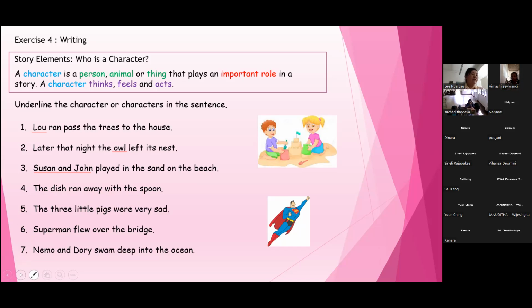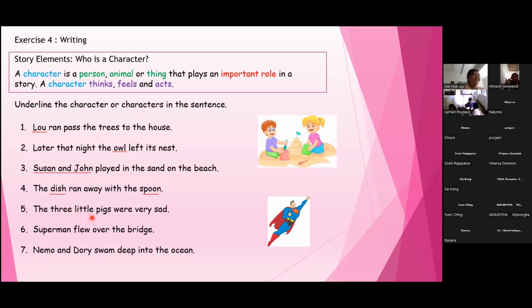Yes, the dish ran away with the spoon. Okay, this is a part of a nursery rhyme. The sentence comes in a nursery rhyme. So who are the characters in this nursery rhyme? Who can name the characters for me? Dish and spoon. And what did they do? Ran away. Exactly. Very good. Well done. All right. Number 5.